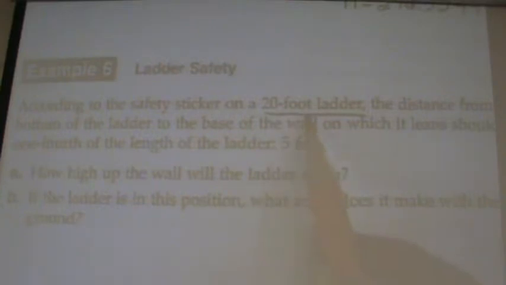According to the safety sticker on a 20-foot ladder, so the ladder's 20 feet, the distance from the bottom of the ladder to the base of the wall on which it leans should be 1/4 of the length of the ladder. So in this case, 1/4 of that is 5 feet. So, we want to know how high up the wall the ladder will reach. How would you figure this height right here, if you know that the ladder's 20 feet, and this has to be 1/4 of this distance, so 1/4 of 20 is your 5 feet? How would you figure this height, knowing that you have a 90-degree angle? Yep, the Pythagorean theorem.